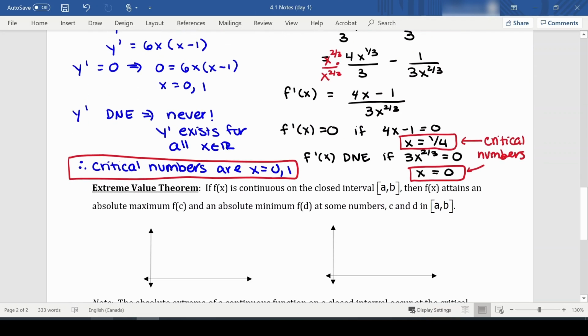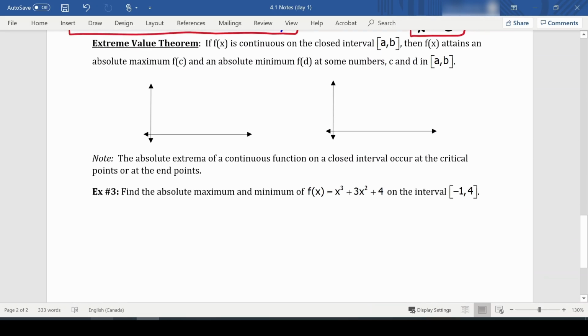Now the last part of this lesson is the extreme value theorem. Now, as with most of our other theorems, it sort of sounds overwhelming when you first look at it, but when you actually get into it, it makes some sense, and it seems a little bit more reasonable if you put it in layman's terms. So the actual theorem is if f of x is continuous on the closed interval a to b, then f of x attains an absolute maximum f of c and an absolute minimum f of d at some numbers c and d in our interval ab.